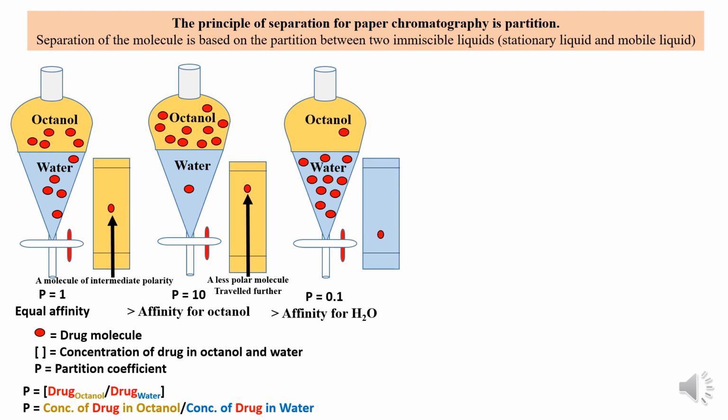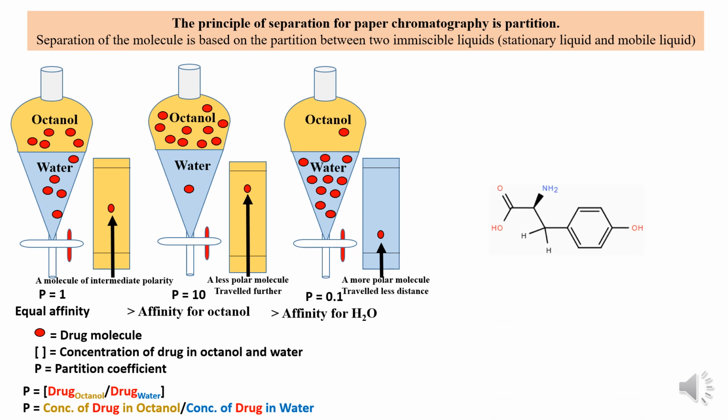So what will be the chromatographic profile in this case? Now here you will find that the drug molecule is more soluble. It has more affinity in the water layer. So it is more soluble in the water layer and therefore it travels a shorter distance. And remember, this water layer is adsorbed over the cellulose layers in the Whatman paper.